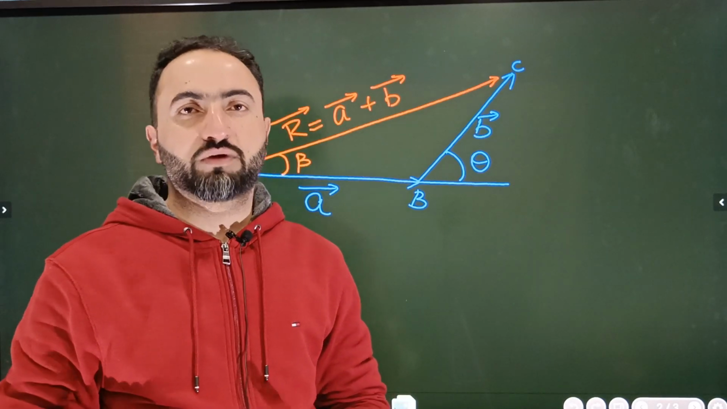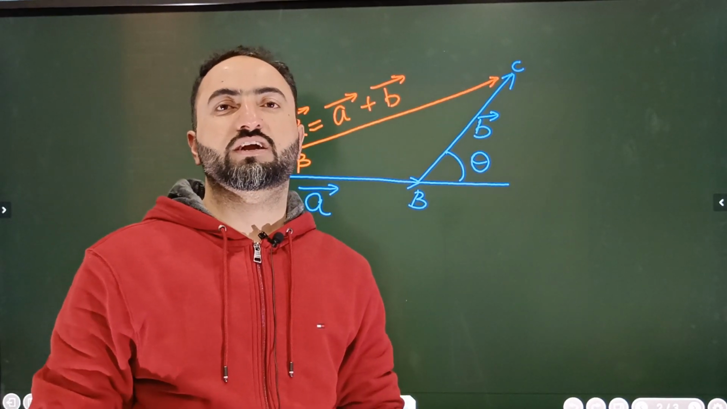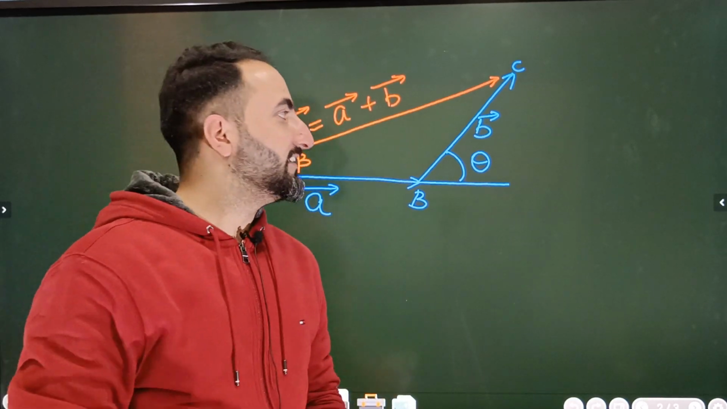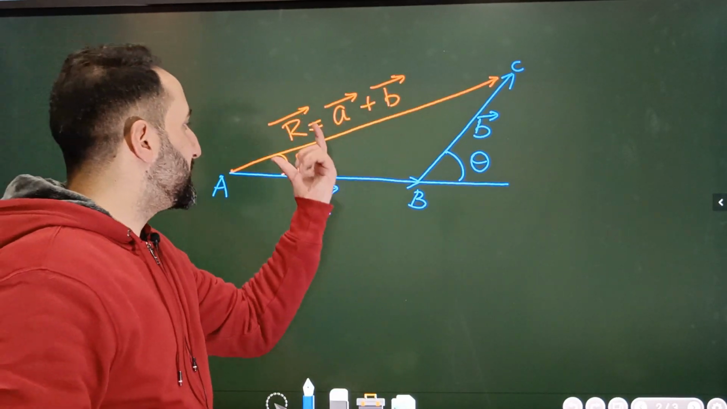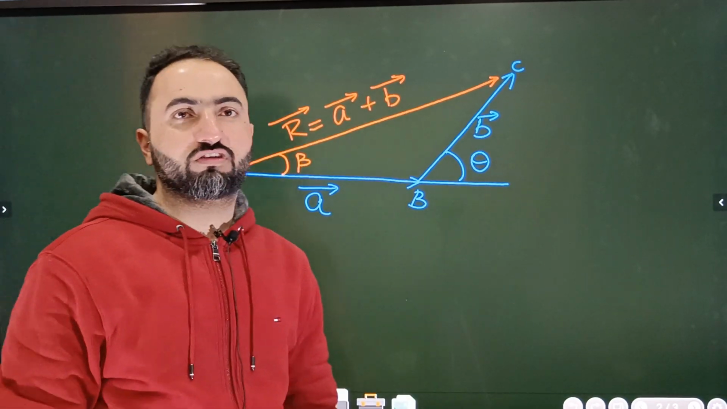Now you know that the summation or the subtraction of the two vectors is a vector, like summation or subtraction of two scalars is a scalar. In the same way, the summation of two vectors is a vector. So that means this R, beta, is a resultant vector. So it's a vector quantity.